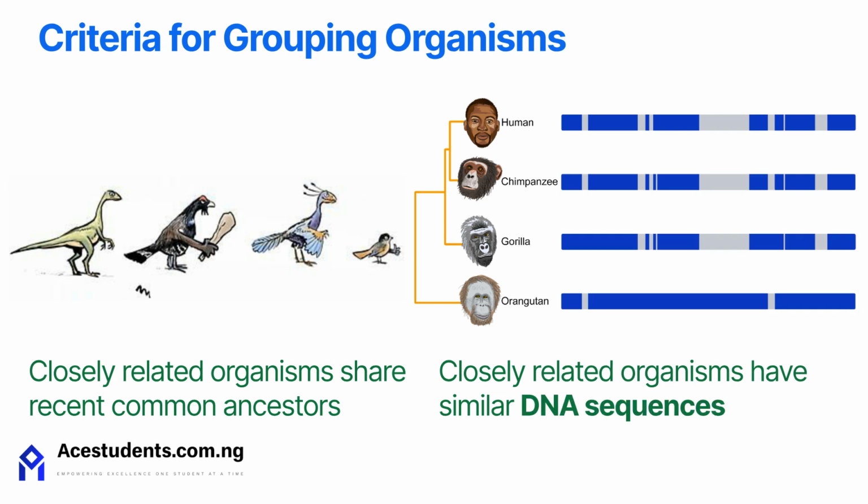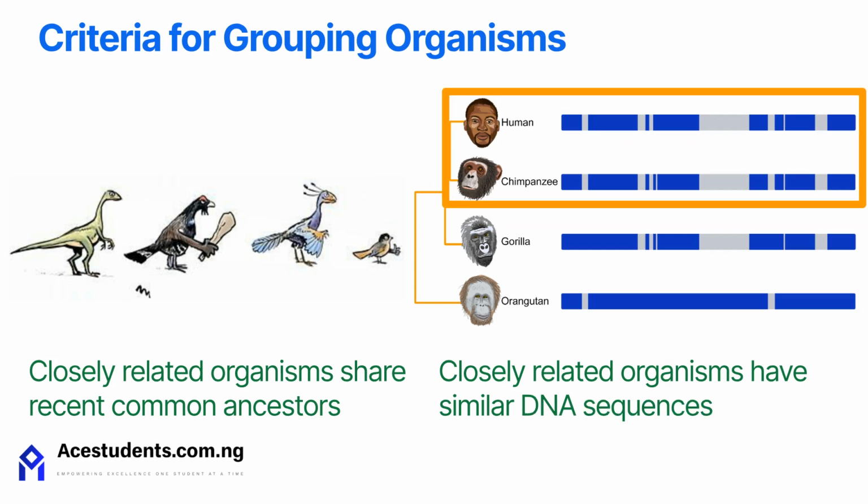DNA works like a molecular fingerprint. It reveals relationships that may not be obvious just by looking at physical features. For example, humans and chimpanzees share about 98 to 99% of their DNA, showing they are closely related.